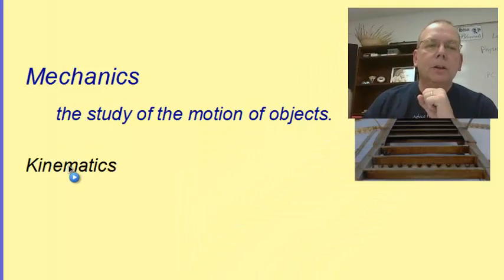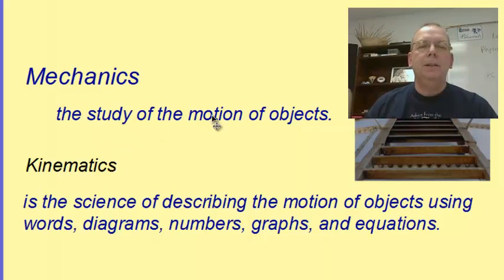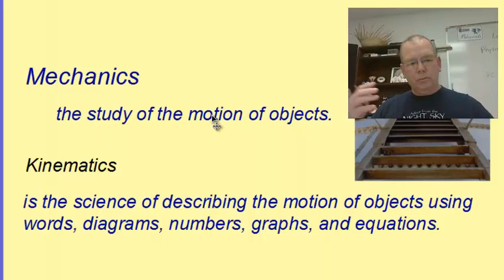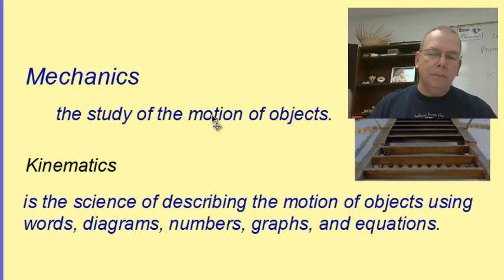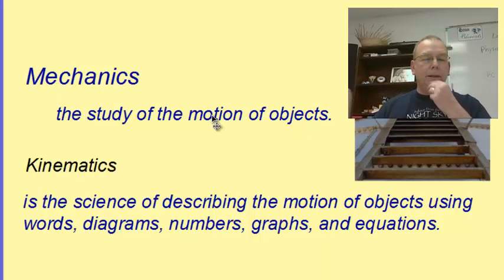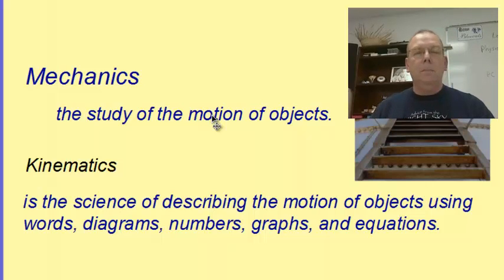So to begin with, let's talk about kinematics. Kinematics is the science of describing the motion of objects using words, diagrams, numbers, graphs, and equations. So kinematics is a branch of mechanics, and the goal of any study of kinematics is to develop mental models that serve to describe and ultimately explain the motion of real-world objects.